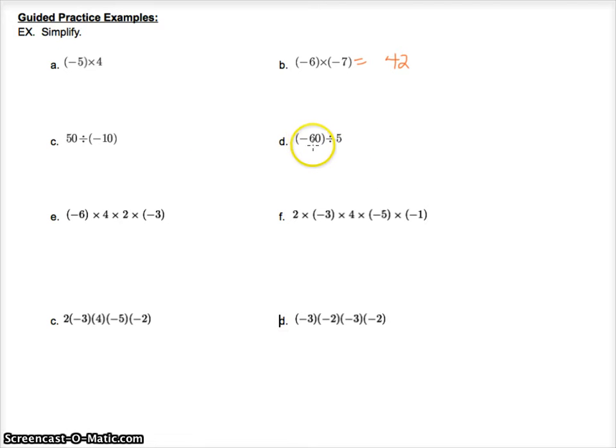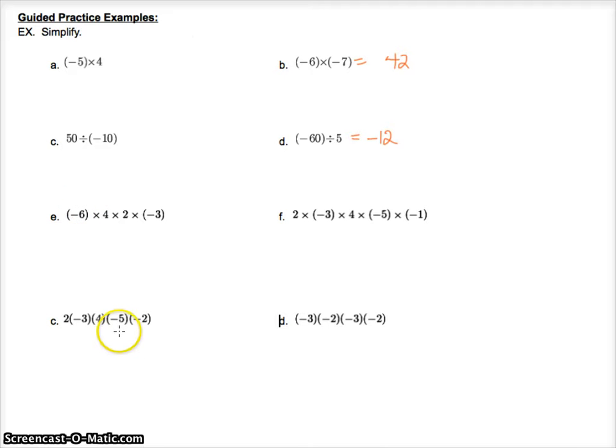Let's look at letter D. I've got negative 60 divided by 5. Well, I know 60 divided by 5 is 12, but how do I know what the sign is? There's one negative and one is odd, so my answer is going to be negative.